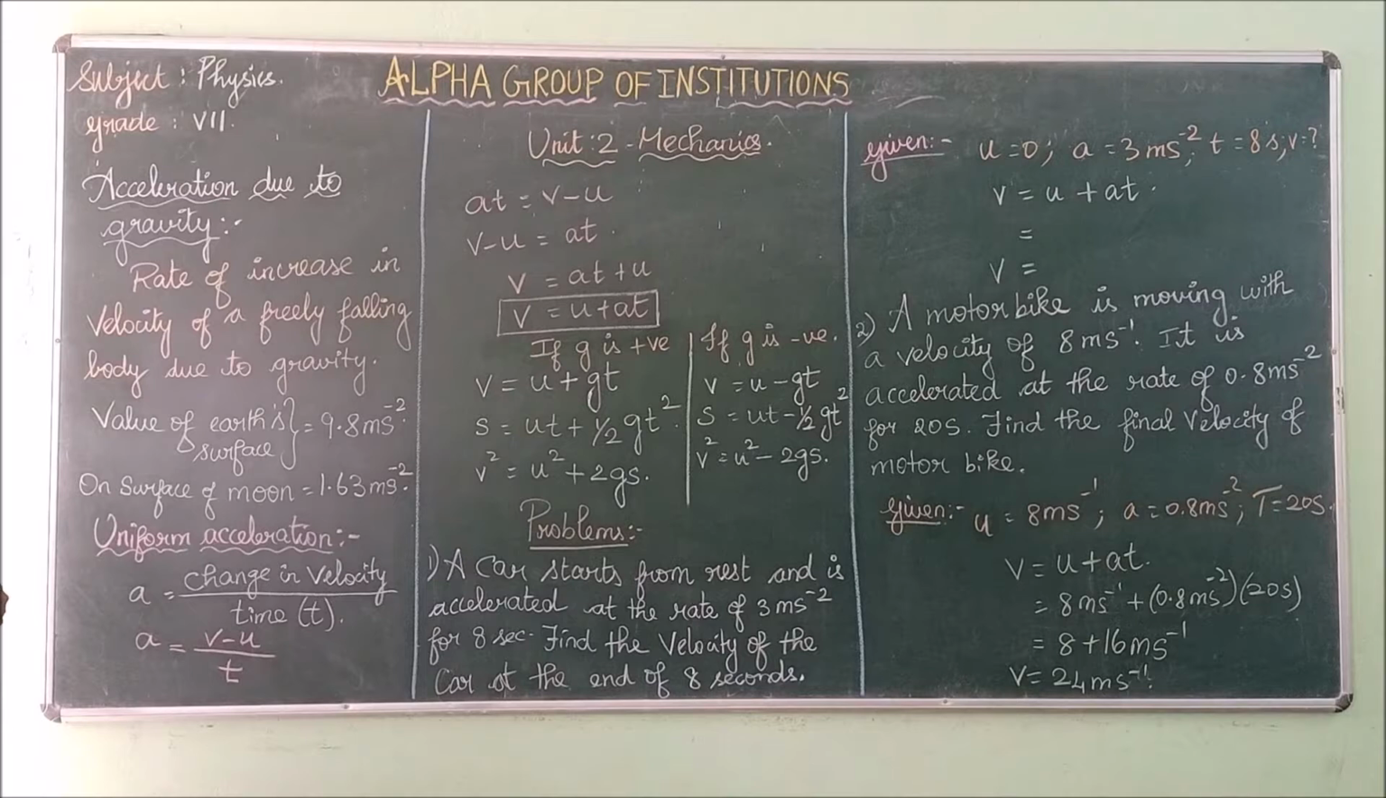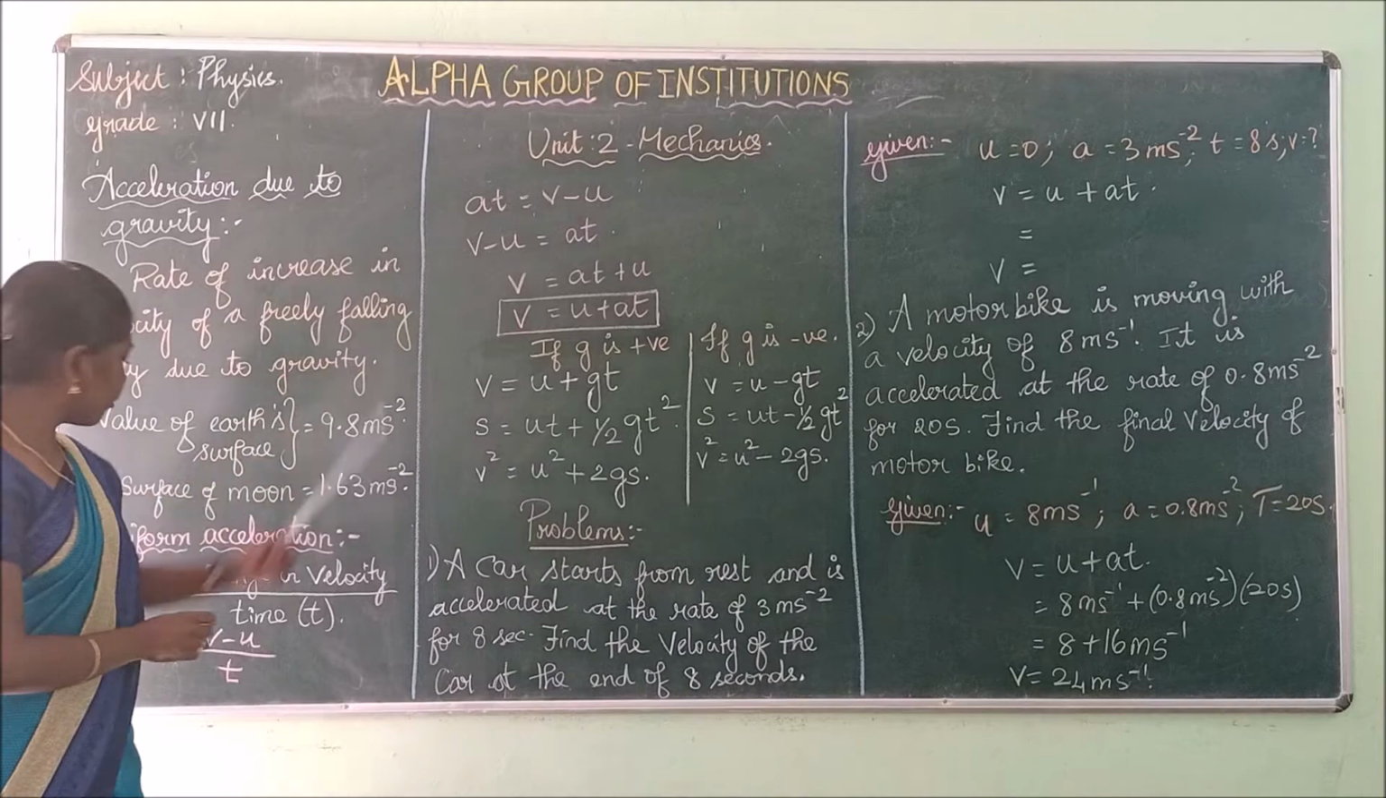Then what is uniform acceleration? Uniform acceleration is nothing but the ratio of change in velocity and time. Change in velocity is nothing but final velocity minus initial velocity. v is your final velocity and u is your initial velocity. t is time taken. So uniform acceleration is change in velocity by time taken.